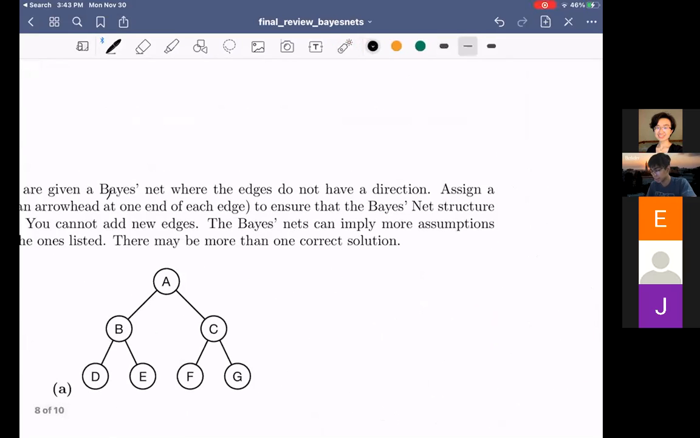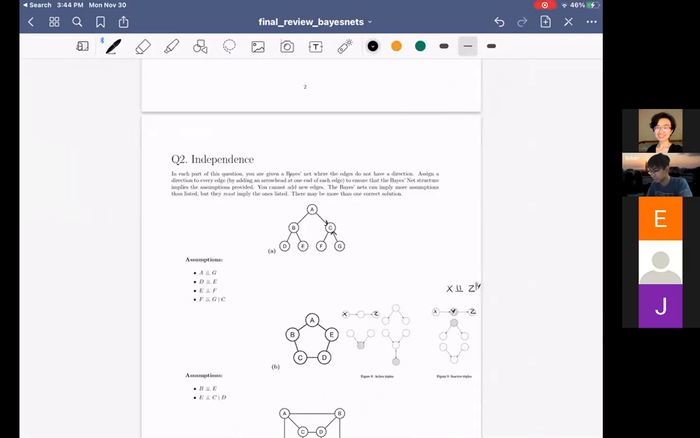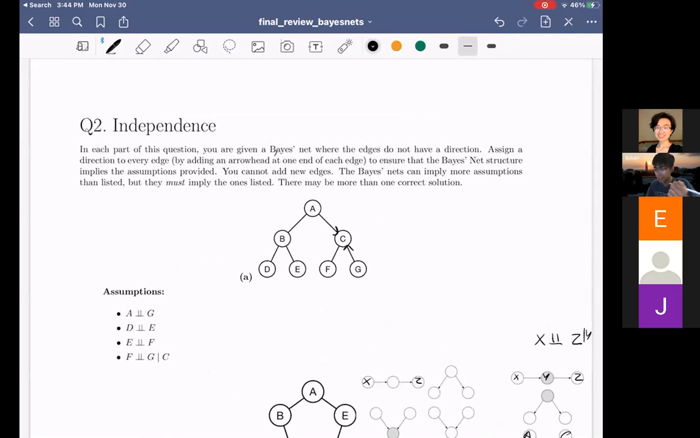So let's make this a common effect. A and G have a common effect of C. So A, G, C. All right. Let's do D is independent of E. How do we guarantee that? There's only one path between D and E. So therefore, we have to use the same exact strategy of making this a common effect. All right.